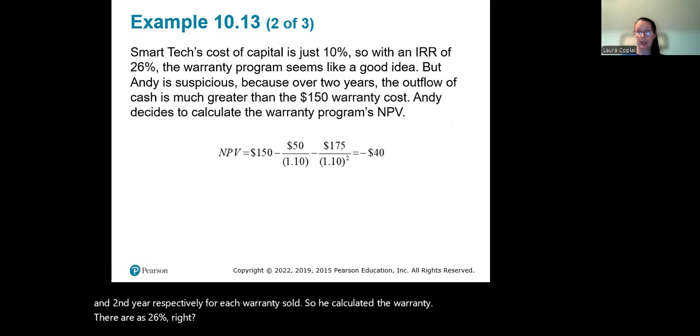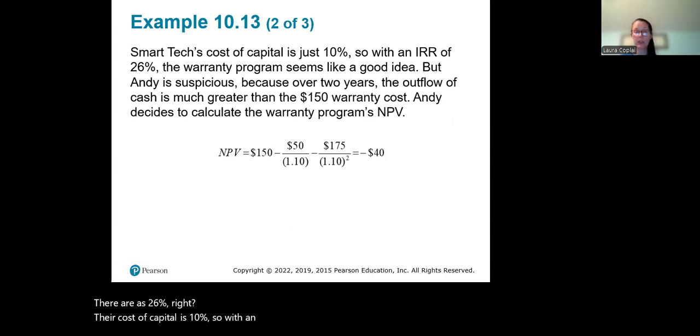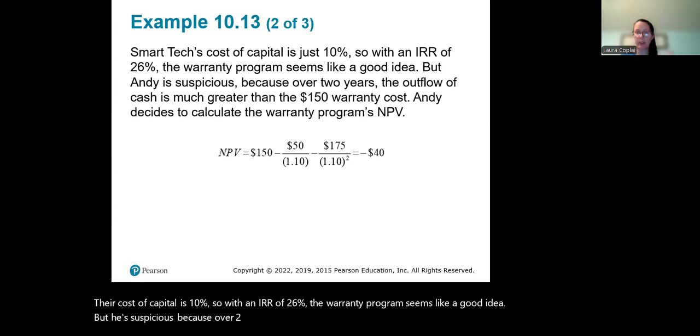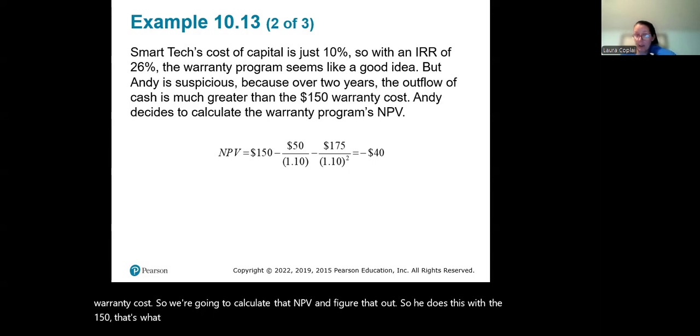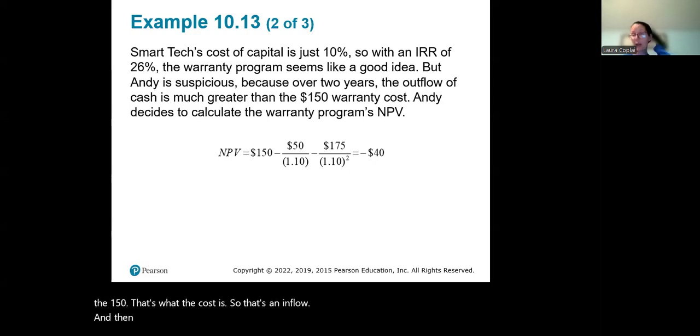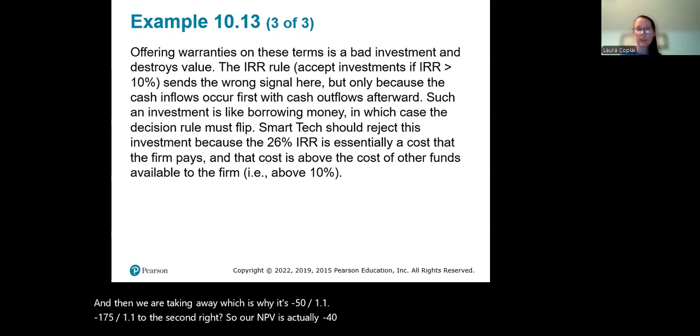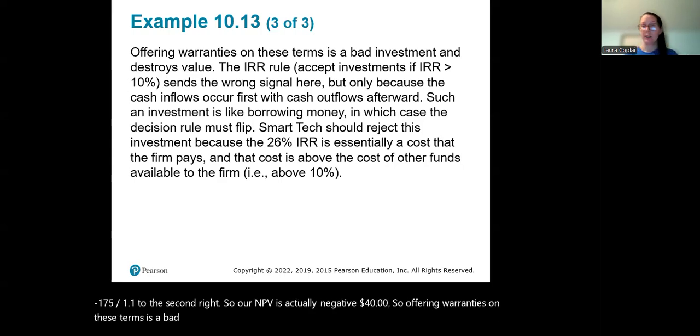Their cost of capital is 10%, so with an IRR of 26%, the warranty program seems like a good idea. But he's suspicious because over 2 years, the outflow cash is a lot greater than that $150 warranty cost. So we're going to calculate that NPV and figure that out. He does this with the 150, that's what the cost is, so that's an inflow. And then we are taking away, which is why it's negative 50 over 1.1 minus 175 over 1.1 to the second, right? So our NPV is actually negative $40. So offering warranties on these terms is a bad investment and it destroys value.